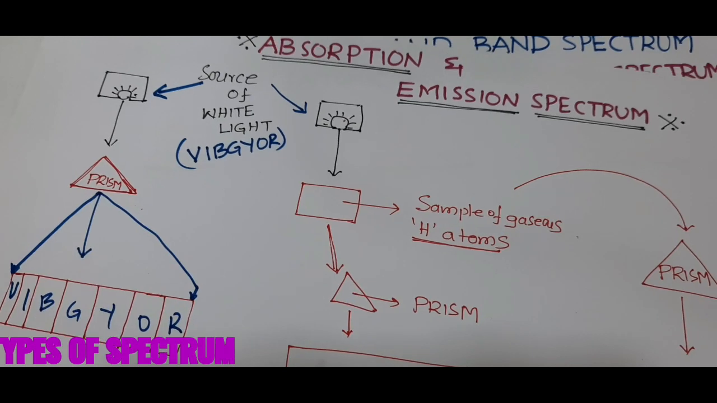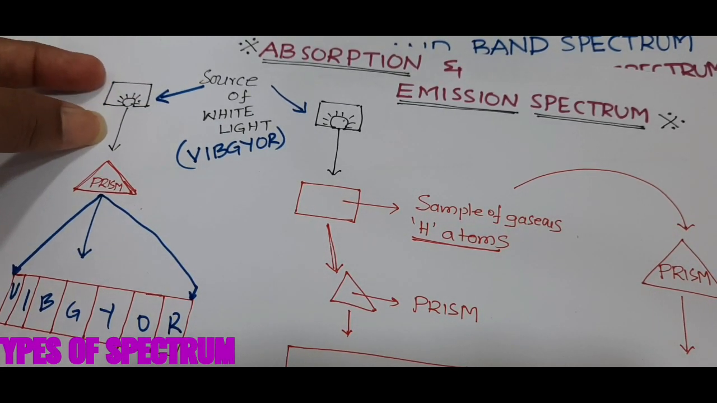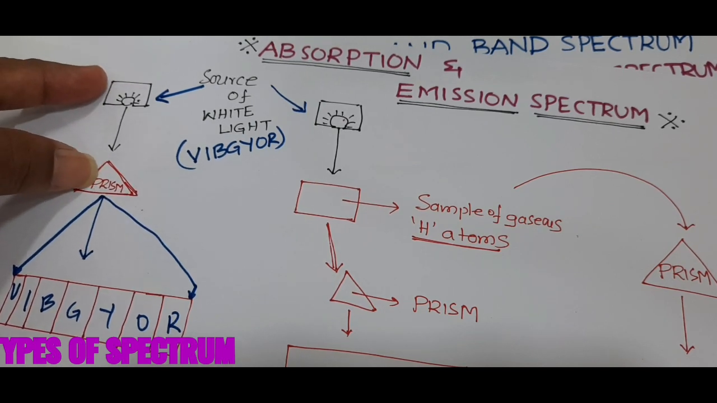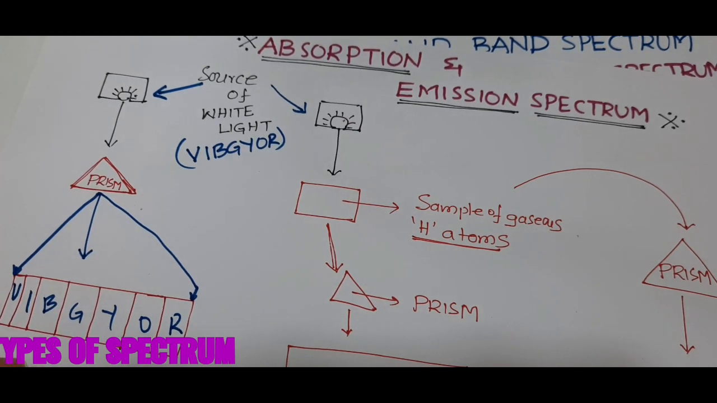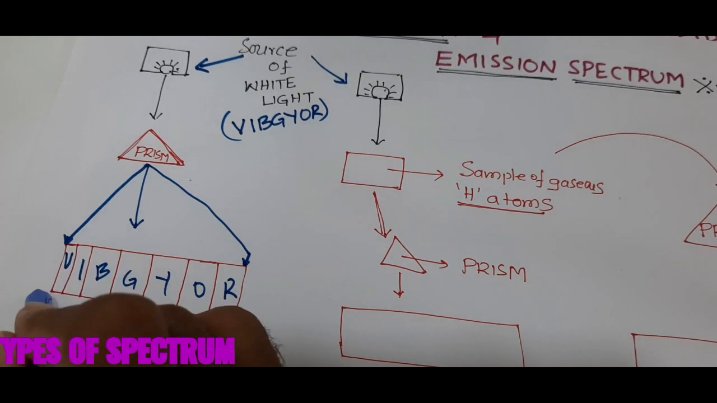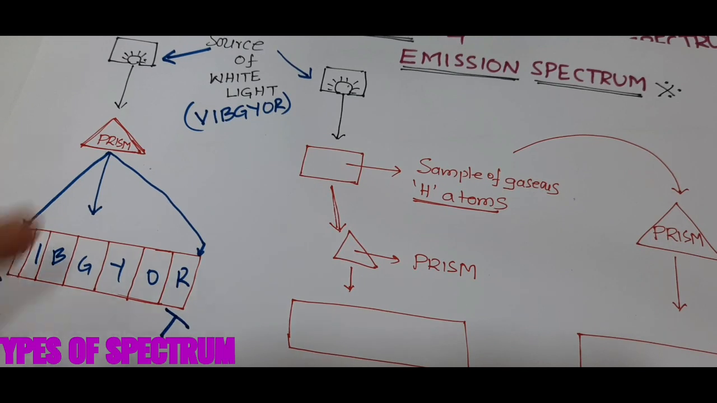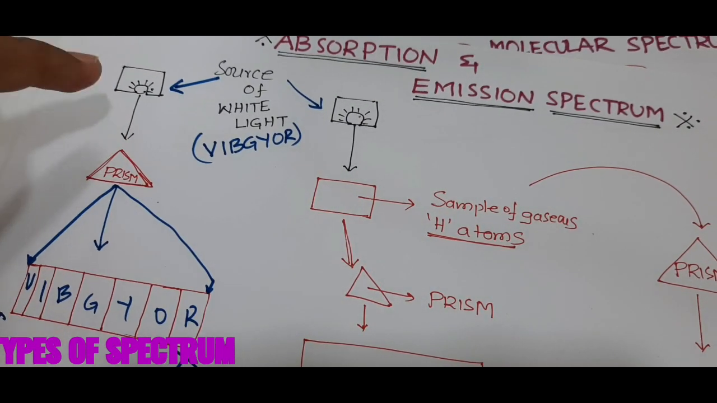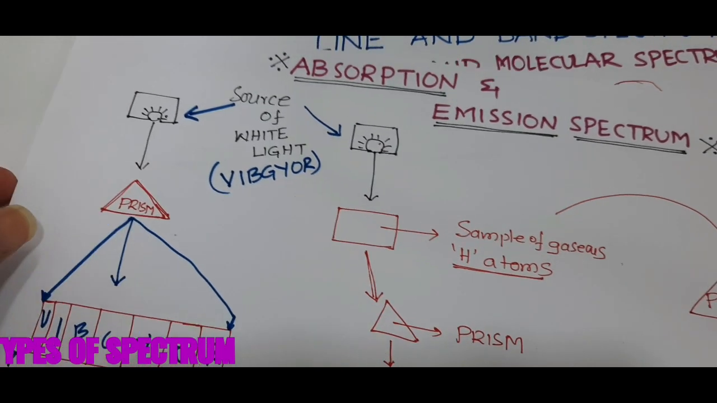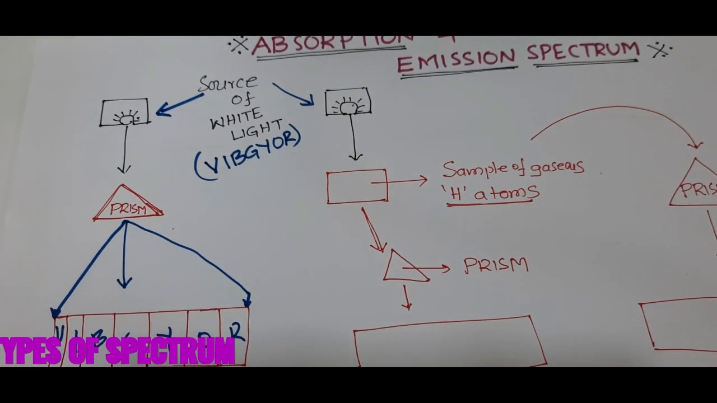I am repeating. This is a source of white light. From this, white light is generated and passed through the prism. After passing through the prism, it will be dispersed into 7 colors and they are arranged in the increasing order of their wavelength. Here lambda will be so small, here lambda is so large. This is called a continuous spectrum. There are no gaps. To explain the absorption and emission spectrum, this basic information is required.